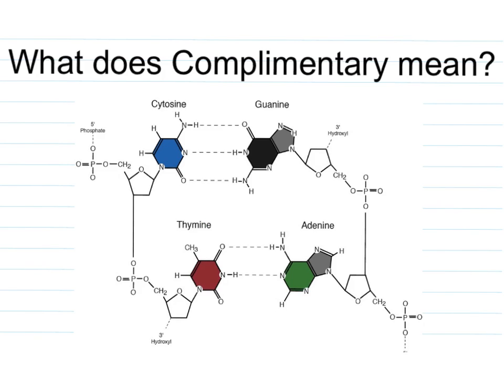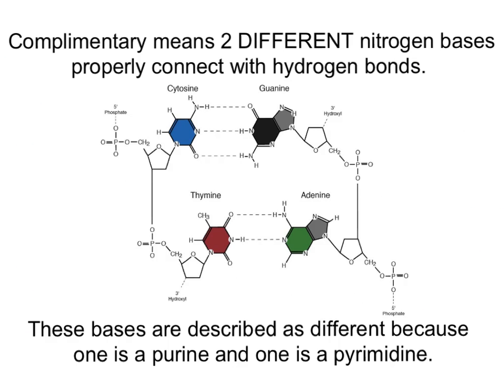A word frequently used when discussing DNA is complementary. So what does complementary mean? Complementary means 2 different nitrogen bases properly connect with hydrogen bonds. Remember, a base pair is composed of 2 nucleotides, and this picture shows 2 base pairs in DNA.